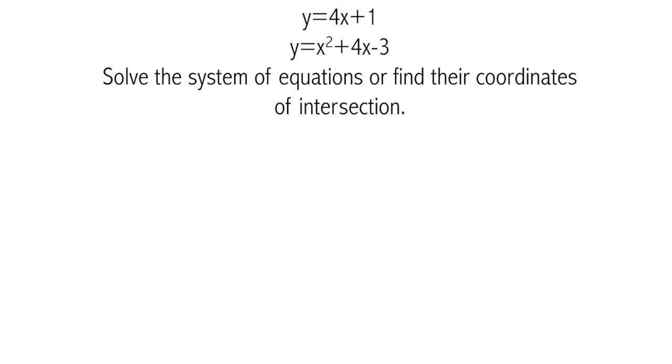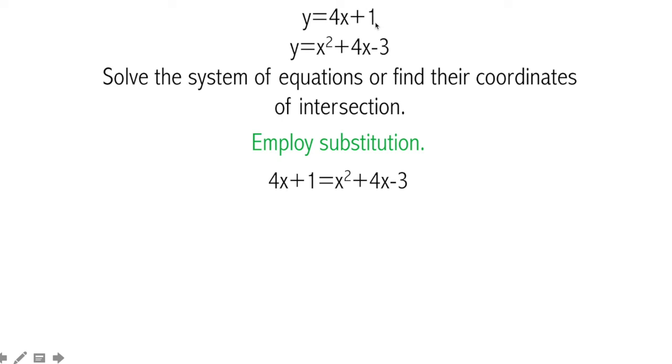A final type of question that I do want to discuss is something like this. So they may ask you either to solve the system of equations or find the coordinates of intersection. Now, if you have a graphical calculator, you can graph both of them and quickly find the point of intersection. Don't need to solve it, but in case you need to actually solve it, this is how you do it. You first need to apply substitution. So we substitute 4x plus 1 over here.